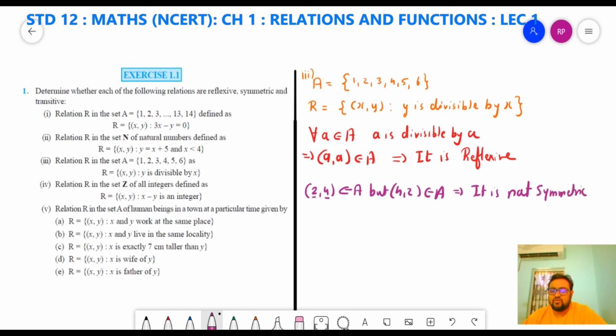Clear? See, when you are going to prove not, then you can take an example. Okay, and when you have to prove it, then don't take an example. Okay, now see here for the reflexive.